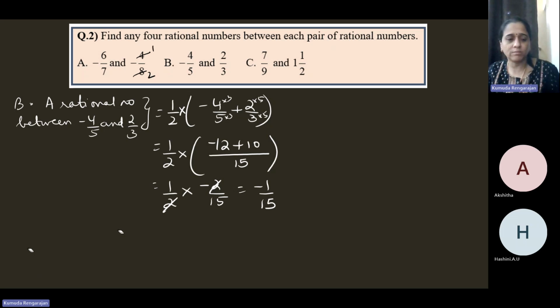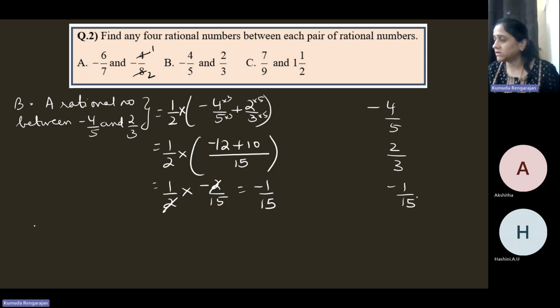See, these are the 2 numbers given in the question, minus 4 by 5 and 2 by 3. We found a new number, minus 1 by 15. Using these 2 numbers, we found this number. Now we have 3 numbers. Take any 2. Don't repeat. Take any 2 numbers.